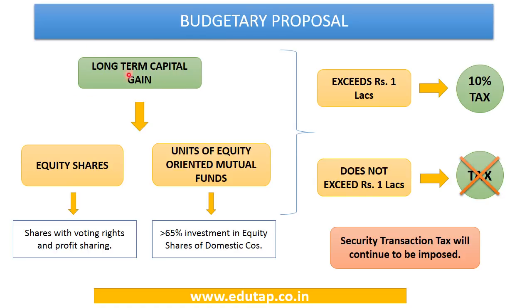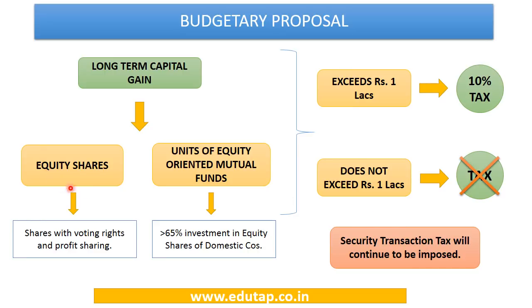Whenever a long-term capital gain occurs, that is you sell your equity shares or your units of equity mutual funds after a period of 12 months, and the amount exceeds rupees 1 lakh, you will be paying 10% tax. But if this amount does not exceed rupees 1 lakh, there won't be any tax. However, the securities transaction tax will continue to be imposed.